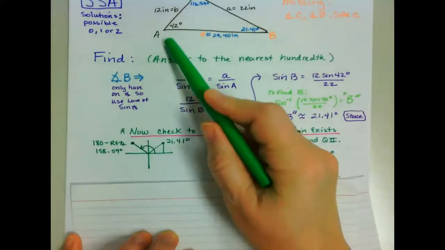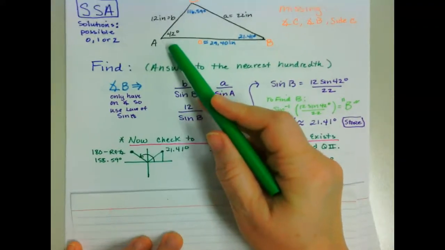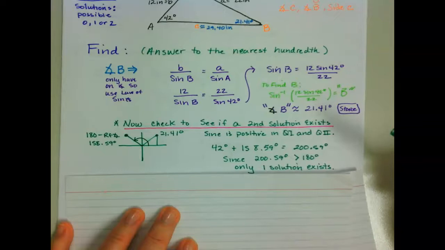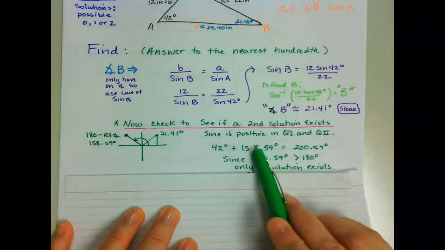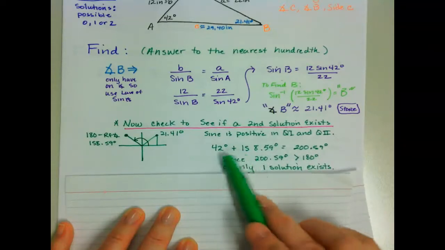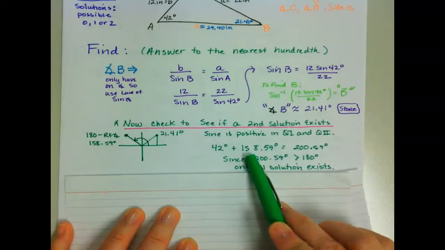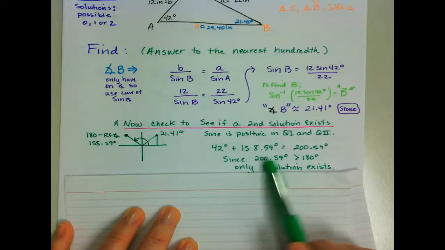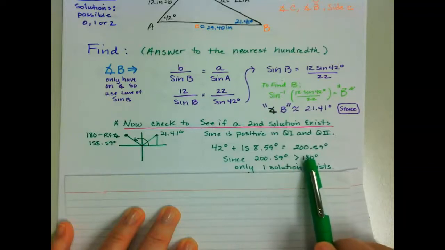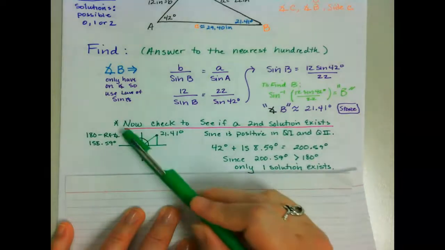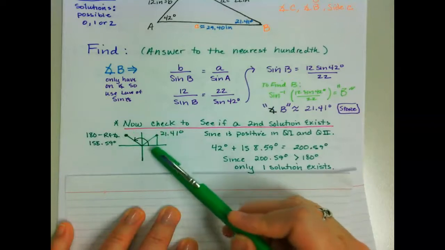I'm going to add it to the angle that's given in the problem, and check to see if there's enough room to form a third angle in the triangle and not go over 180 degrees. So if I do 42 plus 158.59, I get 259 degrees. That means with just these two angles alone, we've already exceeded the allotted amount of space for a triangle, right? Because all three angles have to add up to 180 degrees. Since this number is bigger than 180 degrees, there's no room left to fit in a third angle. So only one solution exists. That means we don't have to worry about this. We're only going to solve our triangle using this angle.